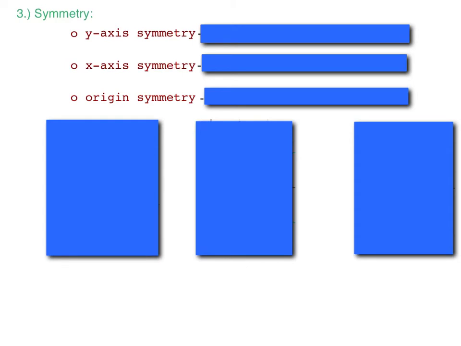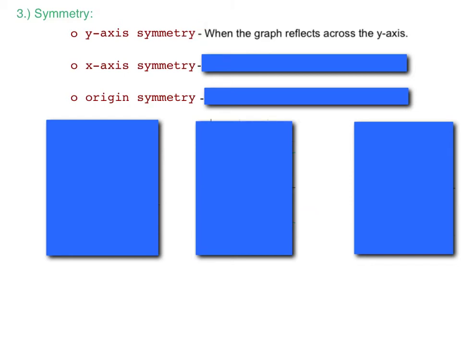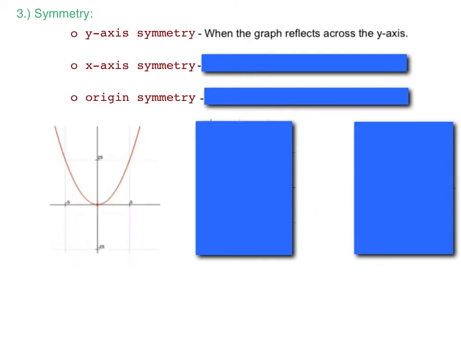Okay, now let's talk about y-axis symmetry. Now we've already done this. This is a review here. But for y-axis symmetry, here's your definition. It is when the graph reflects across the y-axis. In other words, your graph is going to look like this graph right here. Notice here's your axis of symmetry, and this side reflects over the y-axis, giving you a graph that looks just like that. So this is y-axis symmetry, when a graph is symmetric to the y-axis.